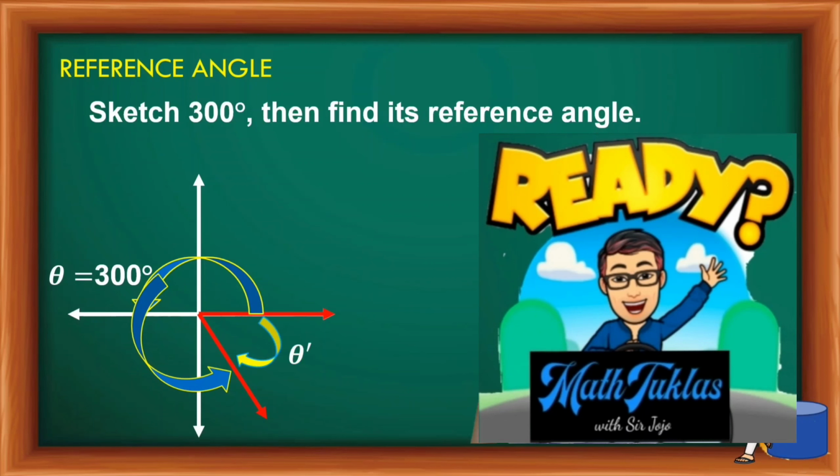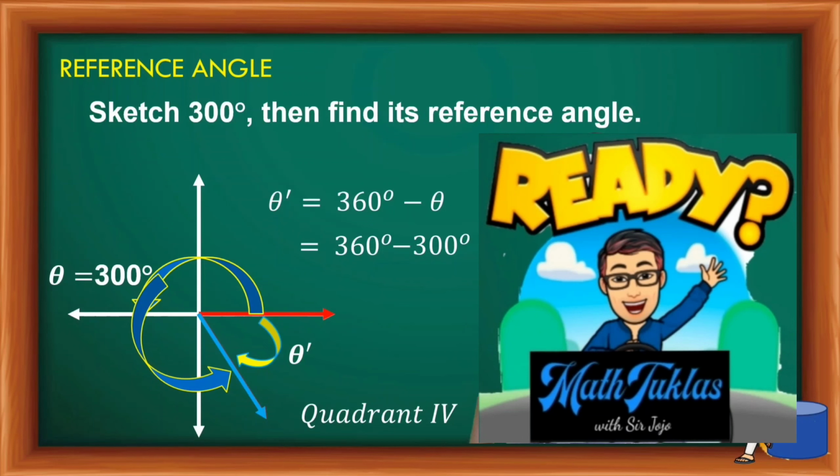So nasaan ang quadrant ng terminal side? Quadrant 4. Dahil nasa quadrant 4, ito yung gagamitin natin formula. 360 degrees minus theta. So copy natin ang 360 degrees. At i-substitute natin ang ating angle, which is 300 degrees. I-subtract natin ang 360 degrees minus 300 degrees? The answer is 60 degrees. Therefore, the reference angle of 300 degrees is 60 degrees.